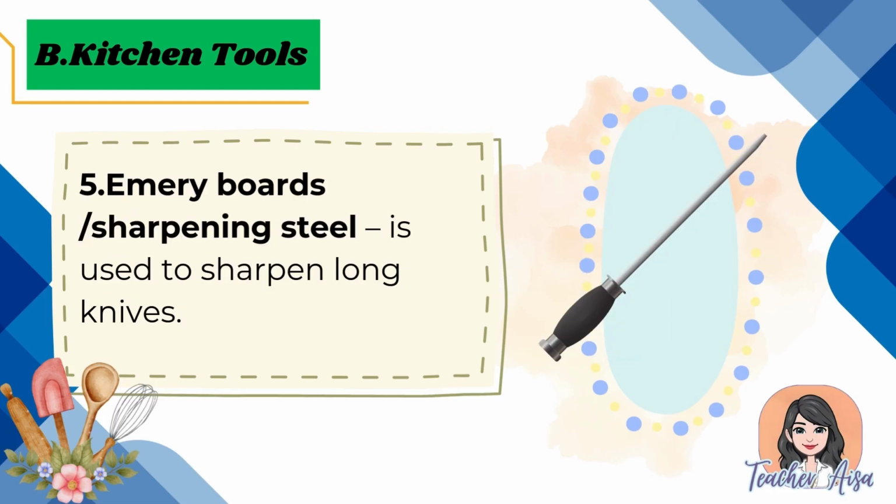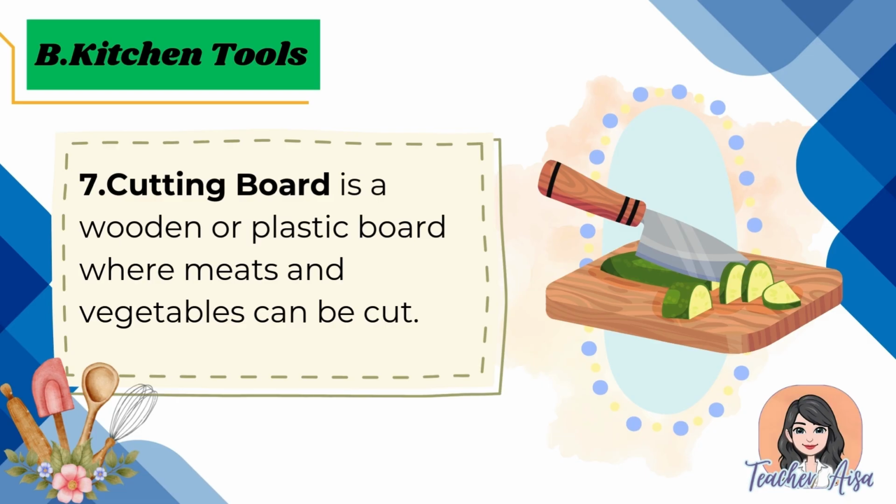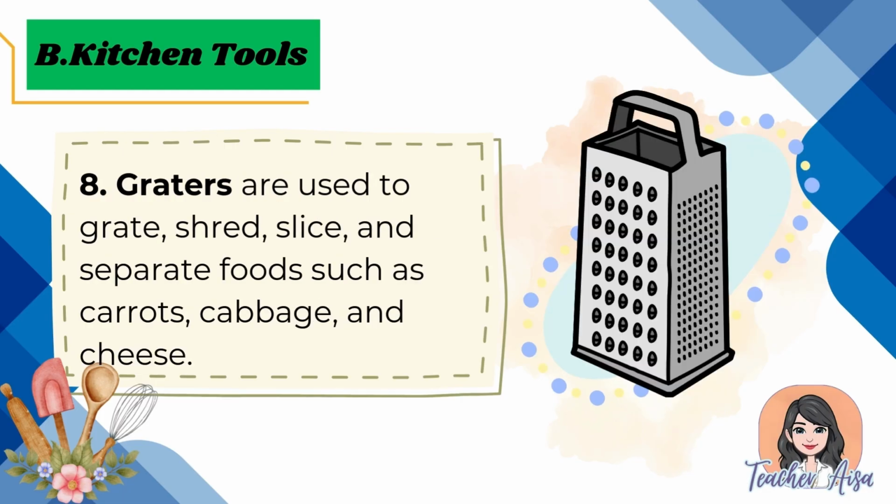5. Emery boards or sharpening steel is used to sharpen long knives. 6. Funnels, made of various sizes of stainless steel, aluminum, or plastic, are used to fill jars. 7. Cutting board is a wooden or plastic board where meats and vegetables can be cut. 8. Graters are used to grate, shred, slice, and separate foods such as carrots, cabbage, and cheese.